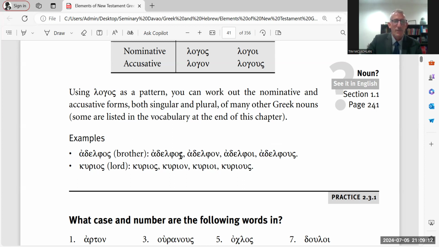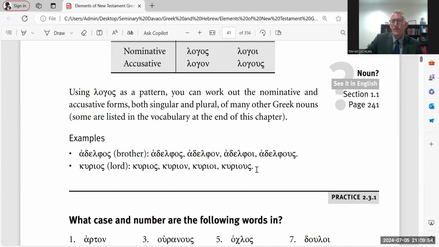So adelphos is the brother, or a brother, and he's the subject, what we call the nominative. Adelphon is the accusative. He becomes the object of the action. Adelphoi, adelphus, and then kurios, that's the word for Lord. Kurios is the subject, so nominative. Accusative singular, kurion, and the plural becomes kurioi, that would be lords. The lords are doing something. Or kurius, in this case, it's the accusative plural, and so something is maybe happening to the lords.